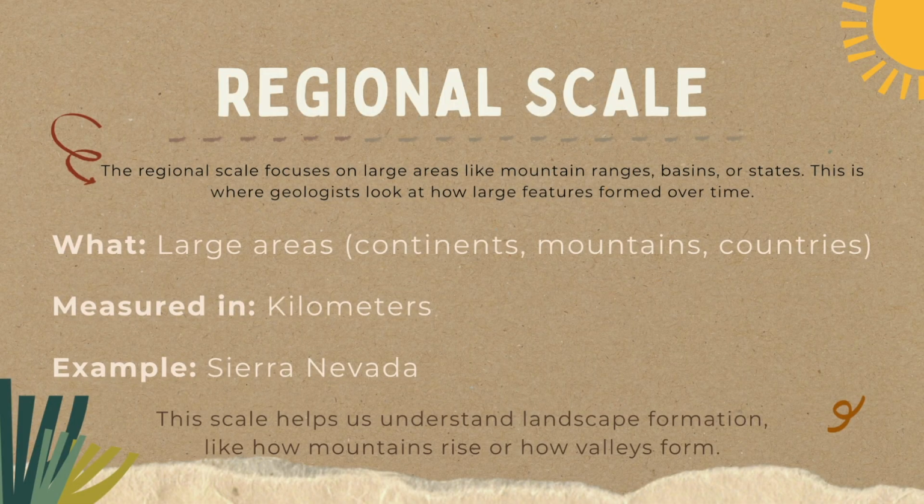At the regional scale, it focuses on larger areas like mountain ranges, basins, or states. This is where geologists look at how large features form over time. So, like I said, continents, mountains, and countries are an example of these large areas. They are measured in kilometers. An example of this would be Sierra Nevada. This scale helps us understand landscape formation, like how mountains rise or how valleys form.